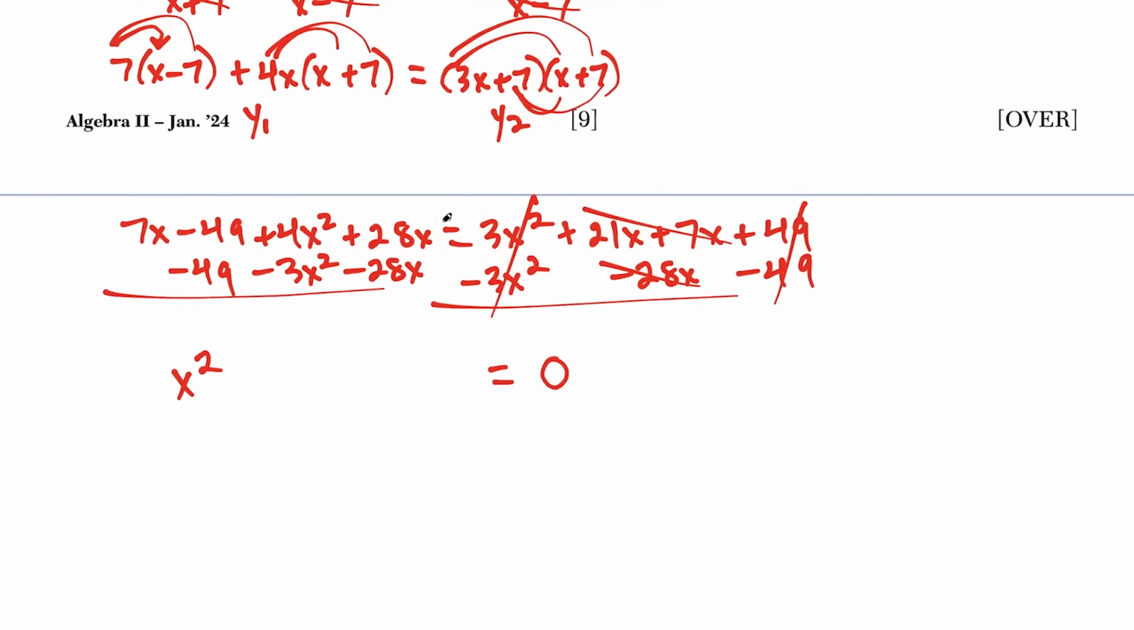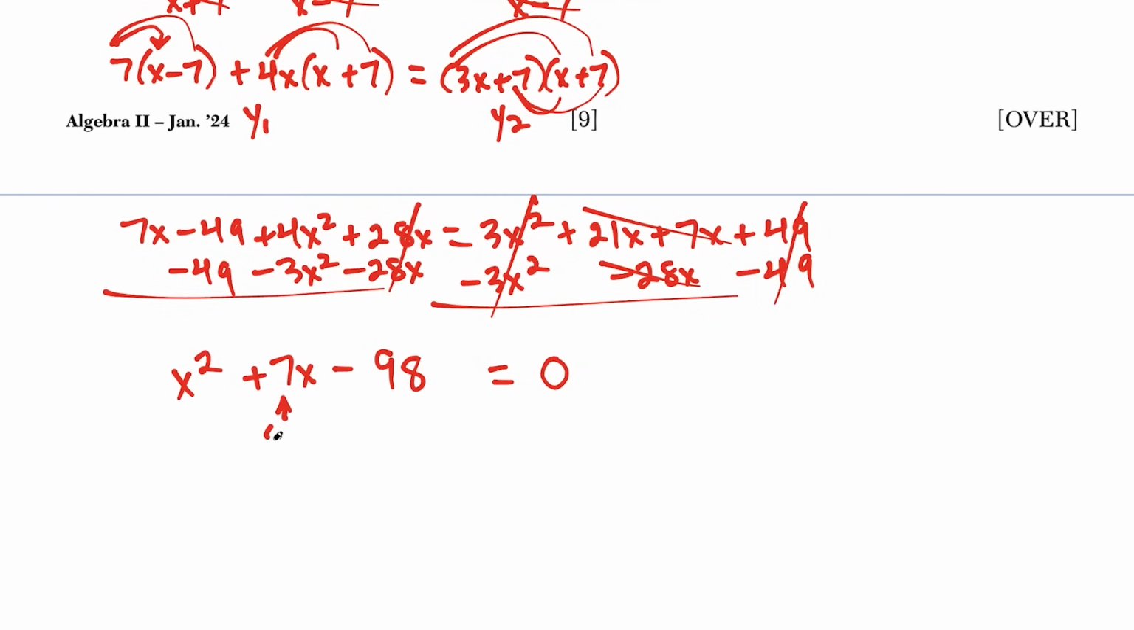And then we have 28x minus 28x canceling out. We have a plus 7x. And then -49 minus 49 is going to give us minus 98. Now from before, I used the idea that we said x equals negative 14 was a solution. So that's going to help us come up with the factors here.